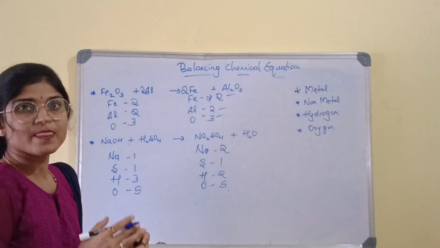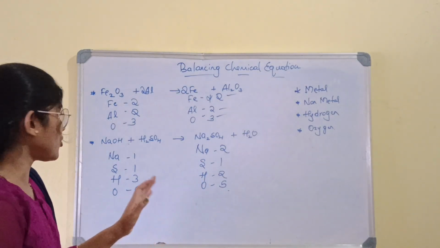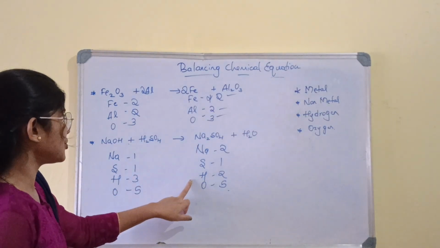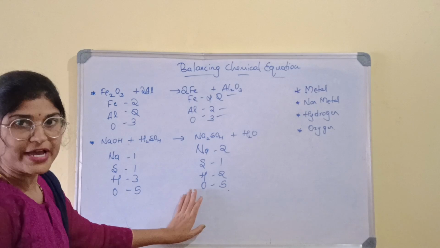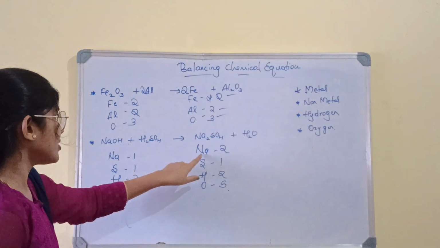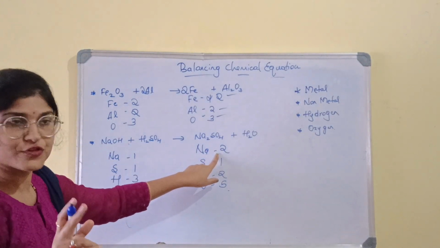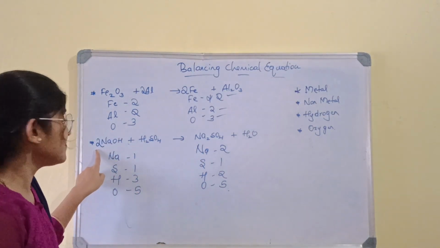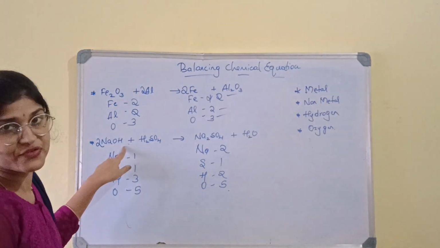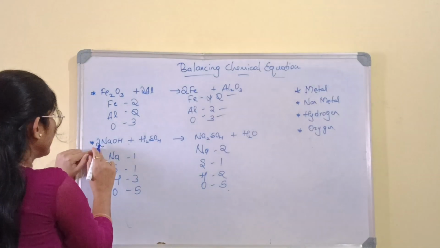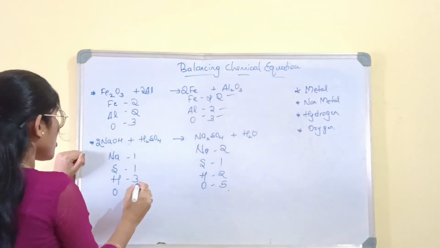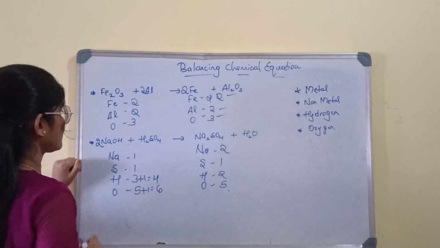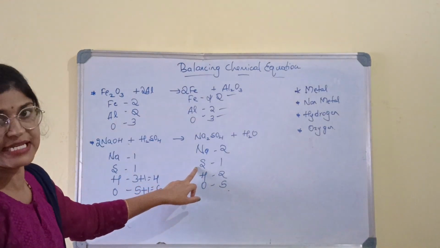Now see the number of atoms in the reactants and product side. Sodium 1, sodium 2, sulfur 1, sulfur 1, hydrogen 3, hydrogen 2, oxygen 5, oxygen 5. Now sodium is a metal, and on the product side there are 2 atoms of sodium, so it should be made 2. When you balance the sodium atom, the number of oxygen and hydrogen atoms will change. When you add 2 here, plus 1 for oxygen and hydrogen, it became 4, 6. Sulfur 1 is balanced.